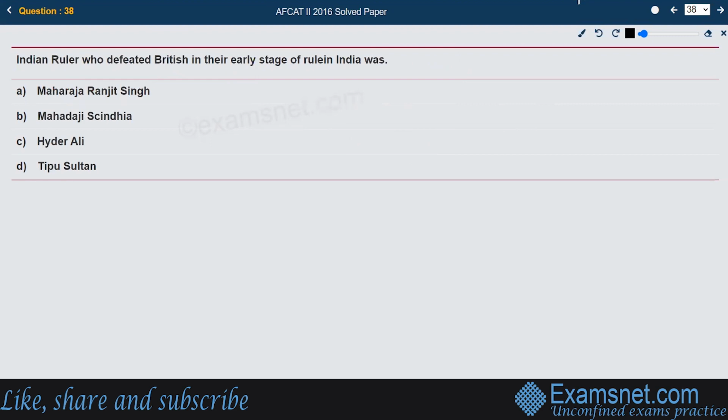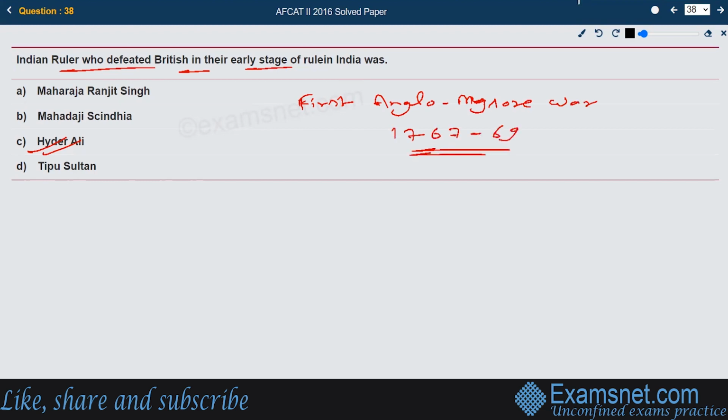Next. The Indian ruler who defeated the British in the early stage of their rule in India was, and the right answer to this question is Hyder Ali. In the first Anglo-Mysore War, the war between the British and the Mysore regime, which occurred between 1767 and 1769, the British were defeated by Hyder Ali in a number of battles.